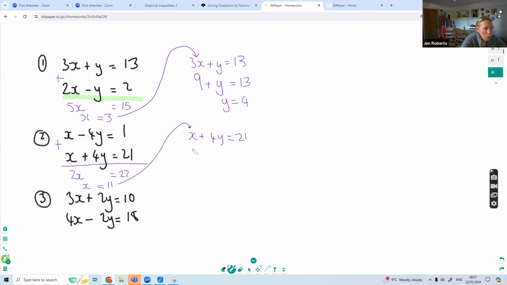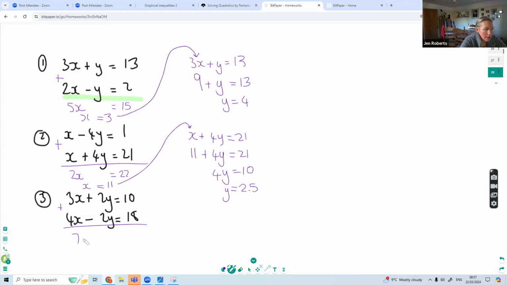X is 11. We only got 1x, so I'm just substituting it for 11. Take 11 from both sides. 4y is 10. Ooh, we've got to be careful here. We're going to get a decimal. I'm dividing both sides by 4. 4y divided by 4 gives us 1y. 10 divided by 4 gives us 2.5. X is 11, y is 2.5.